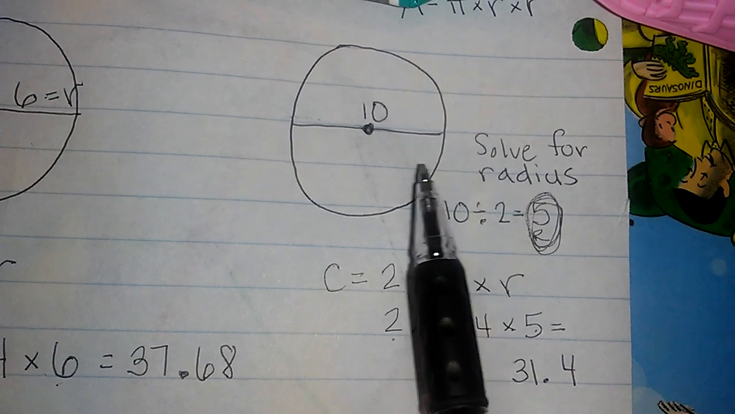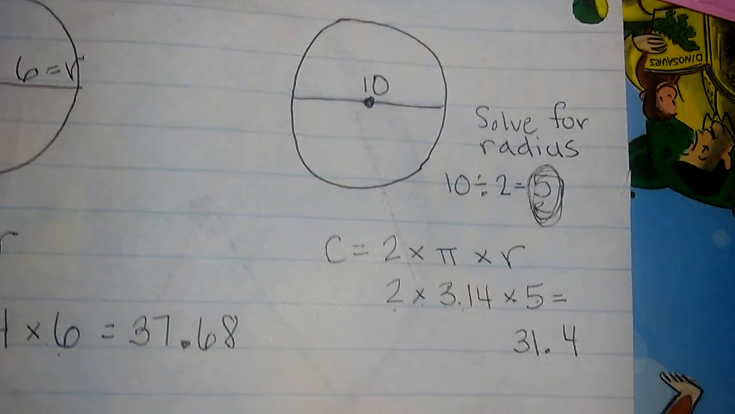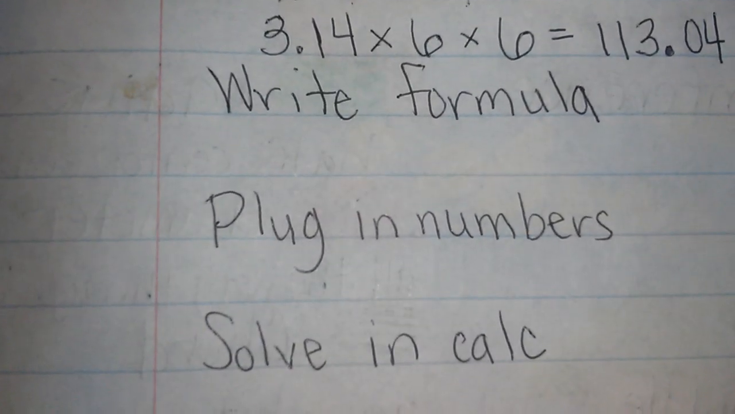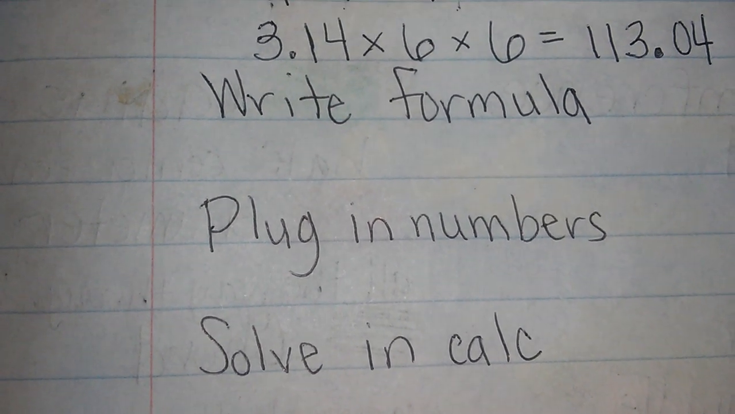Awesome job. You should see these on the worksheet. Try to remember that if it goes across the entire circle, that is the diameter. That's the trick. You have to solve for the radius to put it in our nice formulas. Let's go back to those steps: write down the formula, plug in the numbers, solve it in your calculator. Awesome job, you guys.